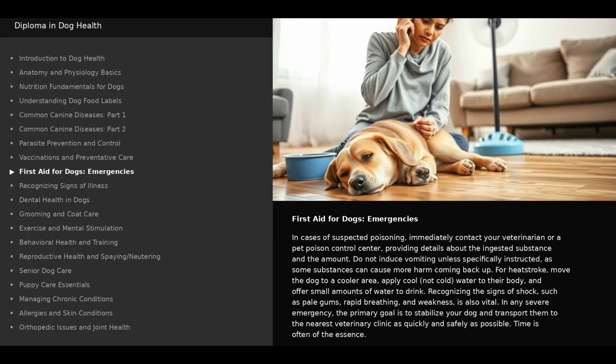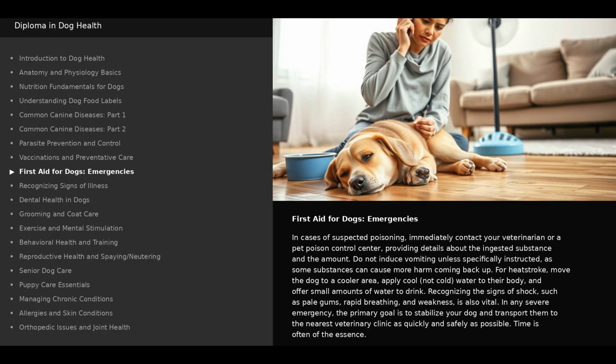In cases of suspected poisoning, immediately contact your veterinarian or a pet poison control center, providing details about the ingested substance and the amount. Do not induce vomiting unless specifically instructed, as some substances can cause more harm coming back up. For heat stroke, move the dog to a cooler area, apply cool, not cold, water to their body, and offer small amounts of water to drink.